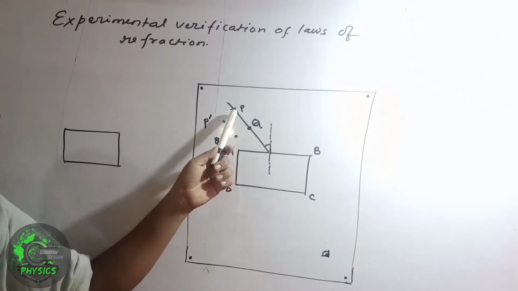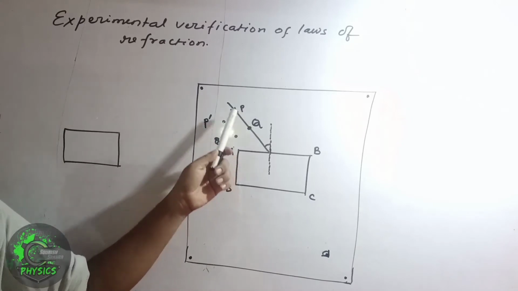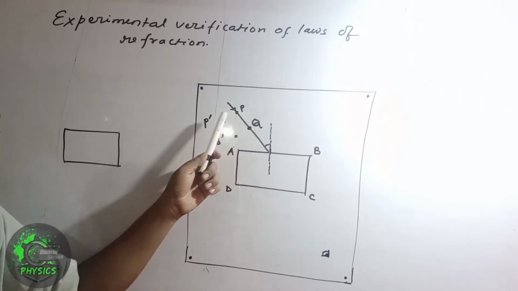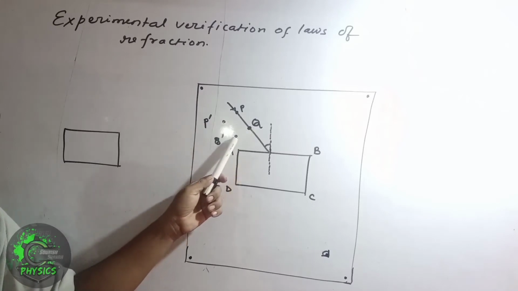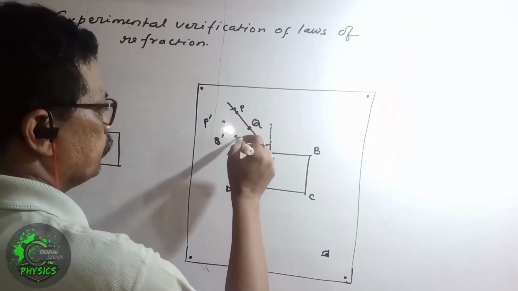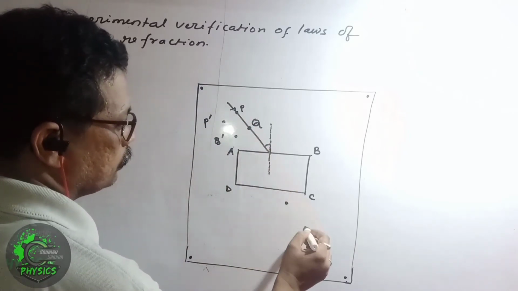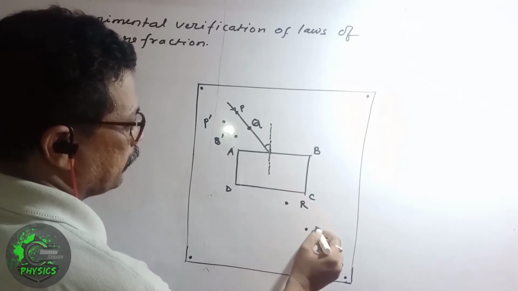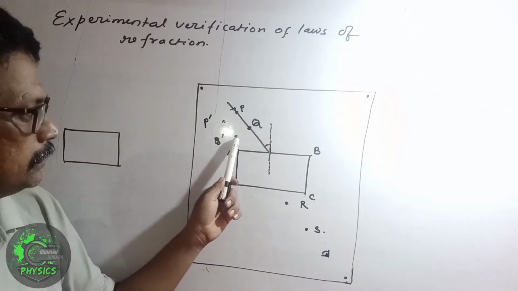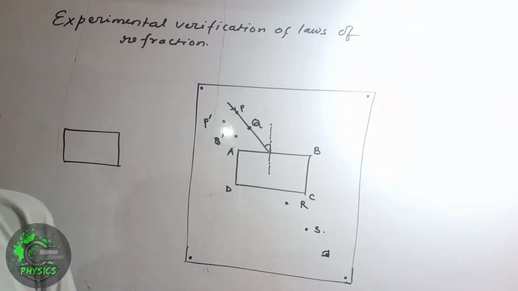Now due to refraction, P and Q cannot be seen in their actual place. P is seen somewhere here, Q is seen somewhere here. Now seeing these two images, you have to fix two more pins, say R and S, in such a way that all the four pins appear in the same straight line. Which four pins? P dash, Q dash, R and S should be seen on the same straight line.